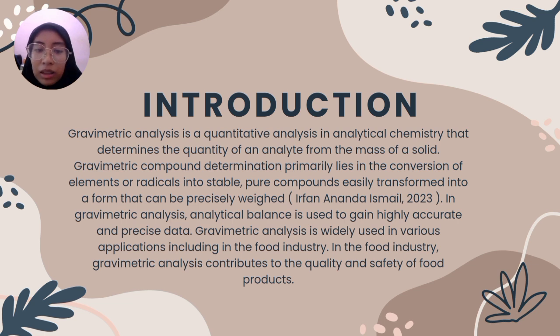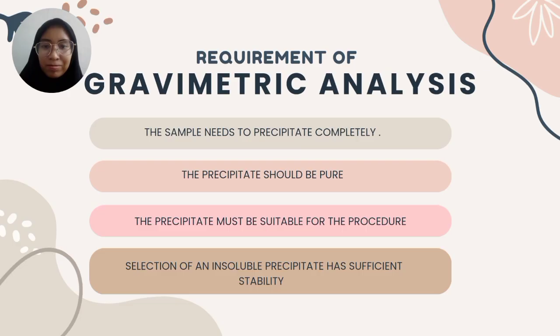In the food industry, gravimetric analysis contributes to the quality and the safety of food products. In order to conduct gravimetric analysis, we have to make sure that the requirements are met before the procedure takes place. First of all, we have to make sure that the sample is precipitated completely before we start the procedure. We also have to make sure that the precipitate is pure before the weighing procedure.